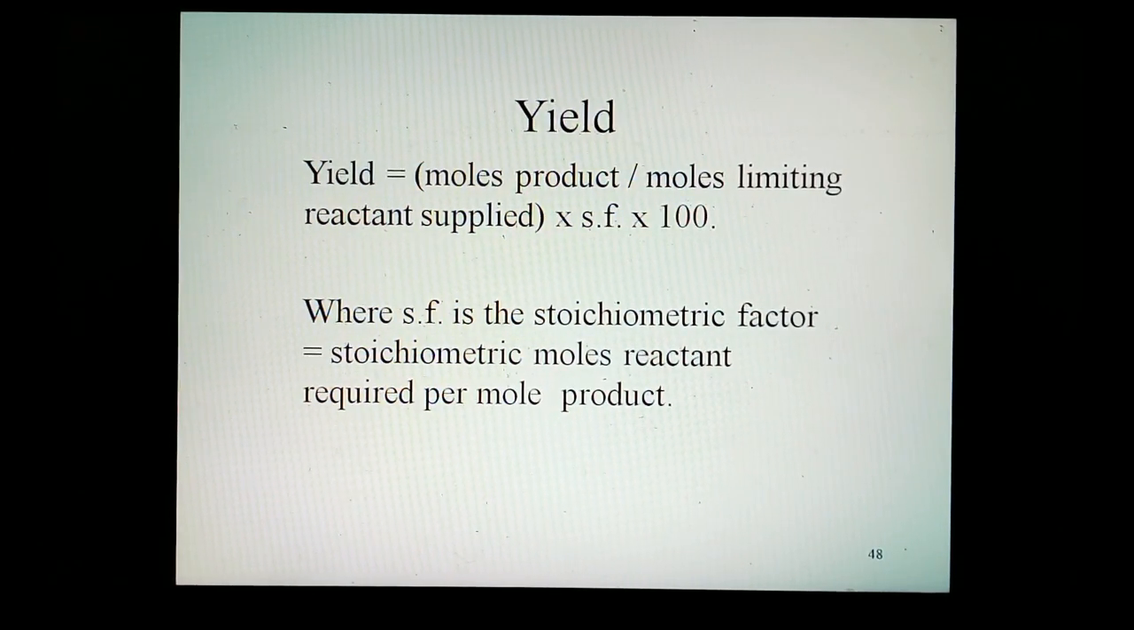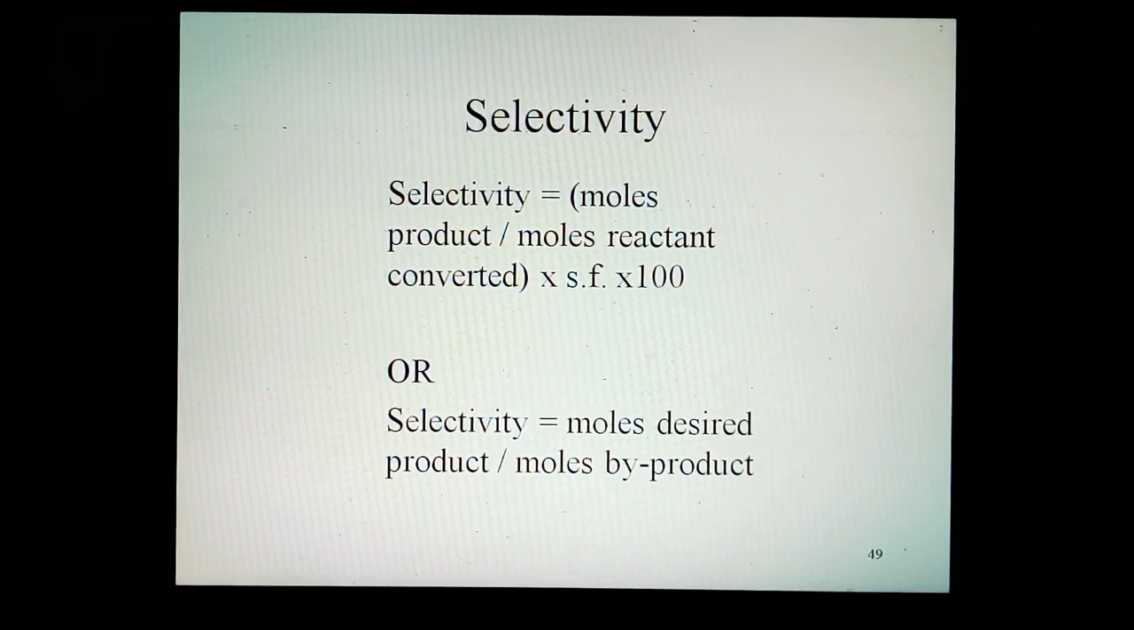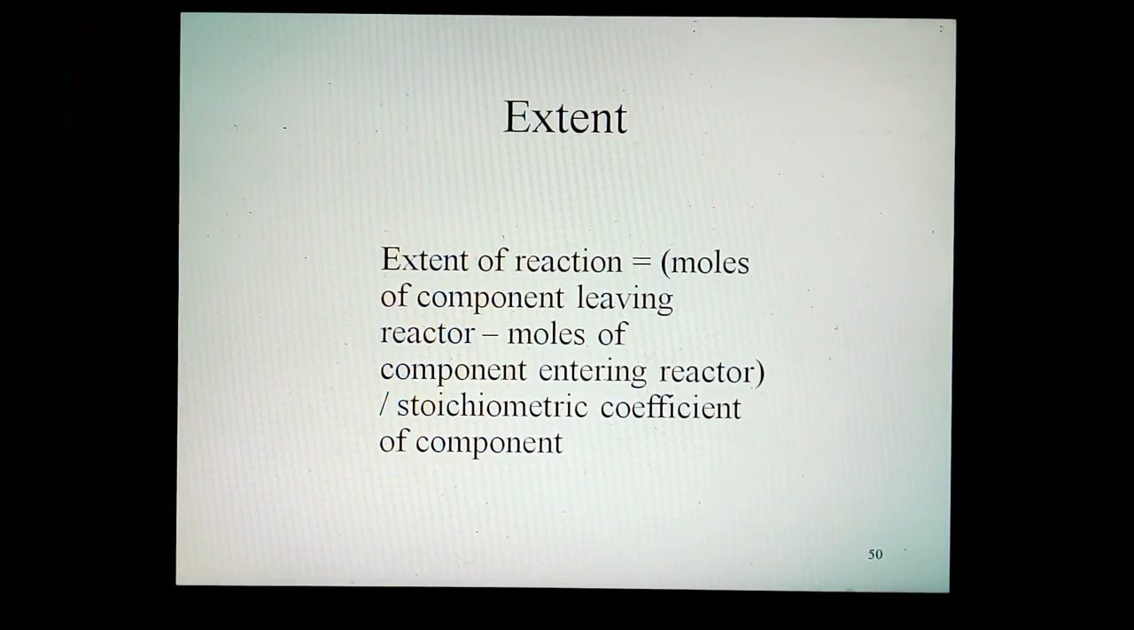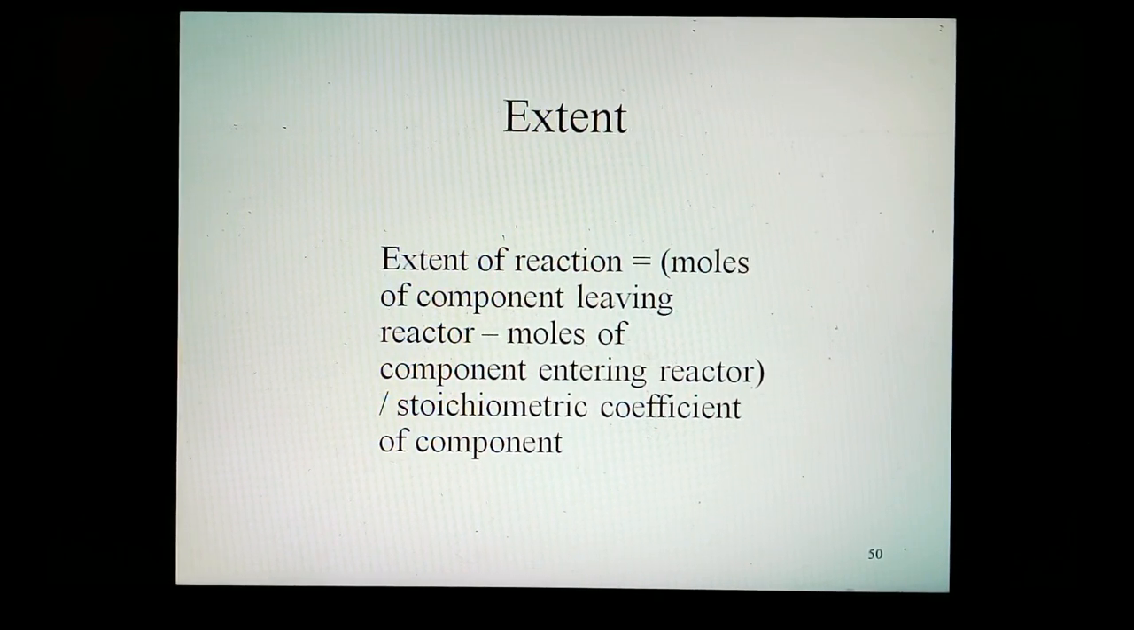Yield equals moles product divided by moles limiting reactant supplied, times SF, times 100, where SF is the stoichiometric factor, equal to stoichiometric moles reactant required per mole of product. Selectivity equals moles product per moles reactant converted, times SF, times 100, or selectivity equals moles desired product per moles of byproduct. Extent of reaction equals moles of component leaving reactor minus moles of component entering reactor, per stoichiometric coefficient of component.